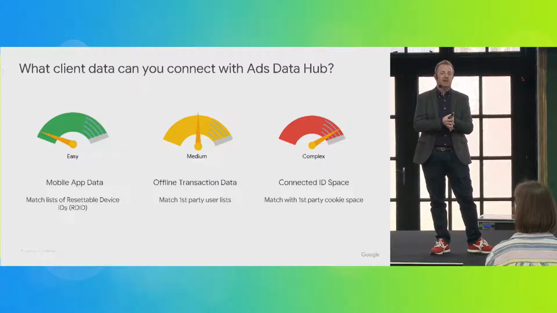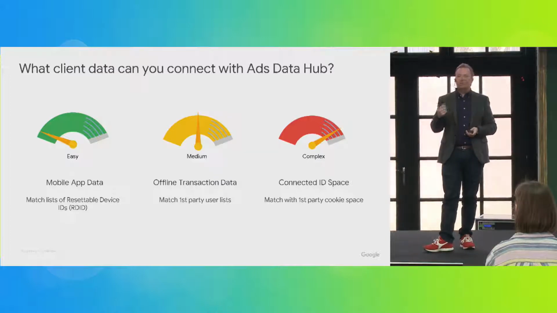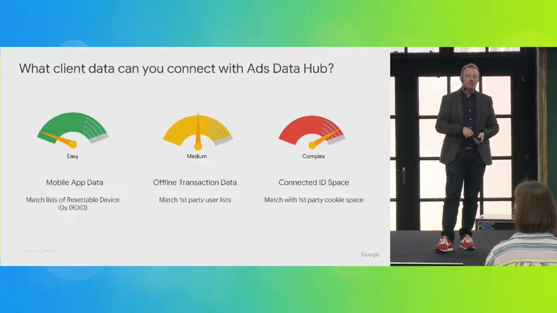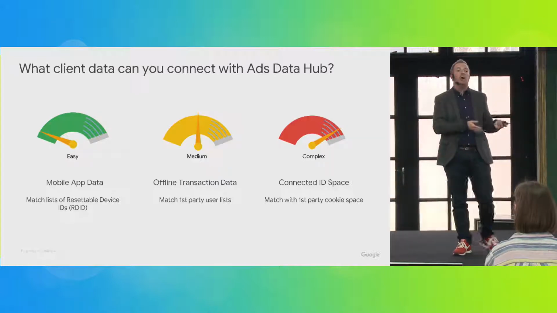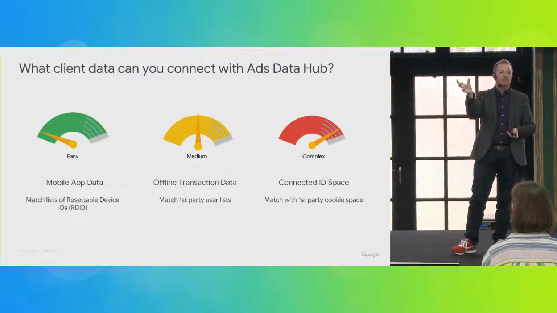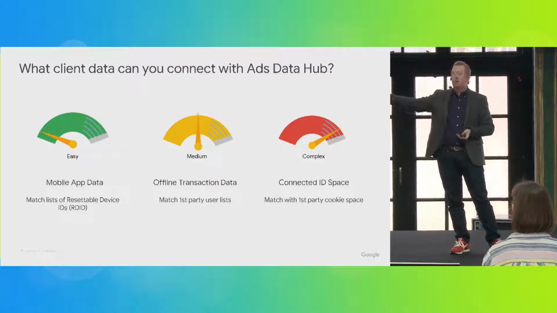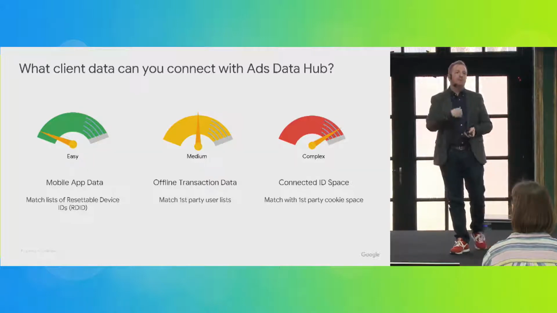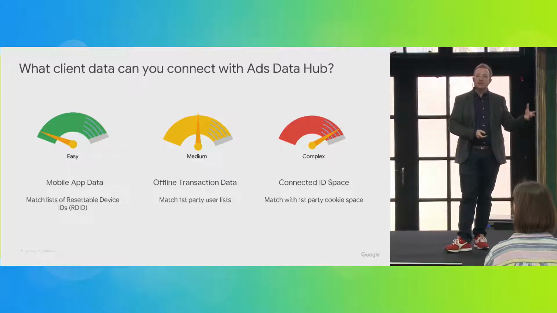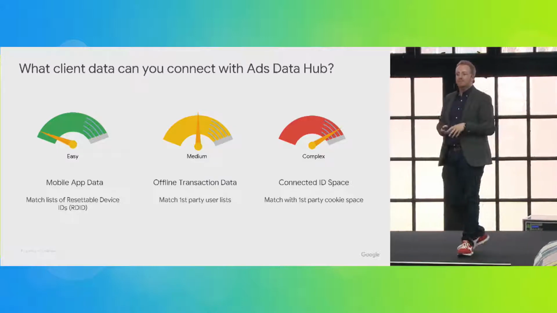If you don't have device IDs and you're working with a web advertiser, then you probably have another ID that's already available. So for example, in insurance, a quote ID. So when someone gets an online quote, you see a quote ID. That quote ID would typically go into the client's CRM system and then be followed through all the way to sale. If you expose that data to us in Ads Data Hub, then you can join directly on those fields. And then the third space is the connected ID space.